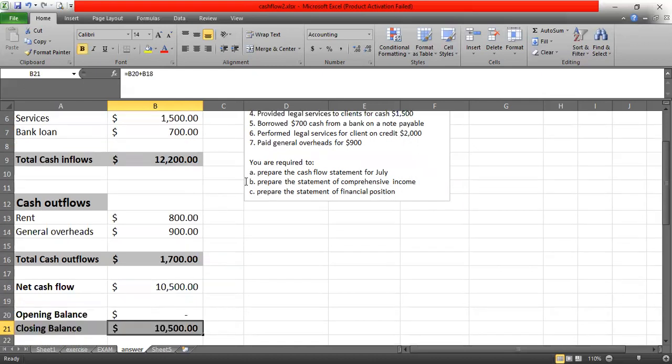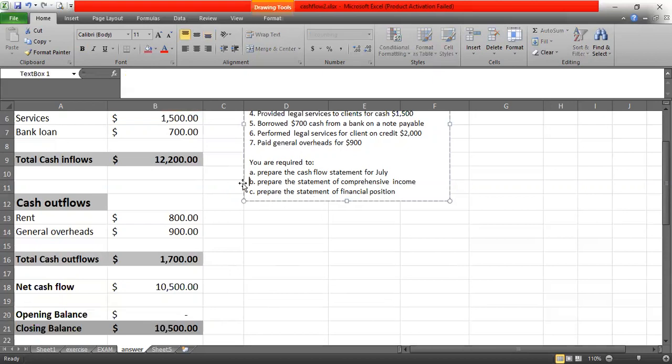All right, so we're done. Oh, sorry. After that, since there is no information regarding the opening balance, the closing balance would be the same, $10,500. If there is an opening balance, you need to add this opening balance to the net cash flow. But since in this case there is no information about the opening balance, the closing balance would be the same as the net cash flow of $10,500.